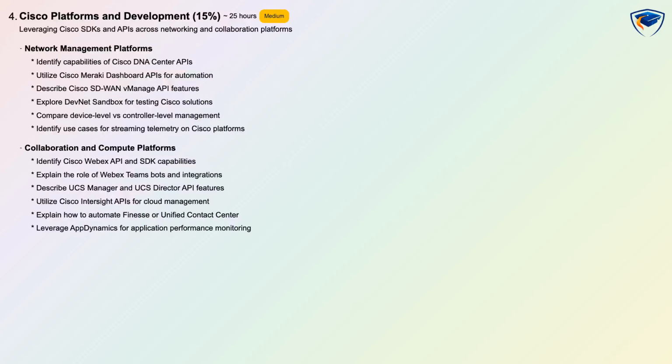Cisco platforms and development is 15% of the exam, focuses on leveraging Cisco SDKs and APIs, and is rated medium with an estimated learning time of 25 hours and assessment type scenario-based. You will identify capabilities of Cisco DNA Center APIs, use Meraki Dashboard and SD-WAN vManage APIs for automation, and explore DevNet Sandbox for testing and validation of solutions.